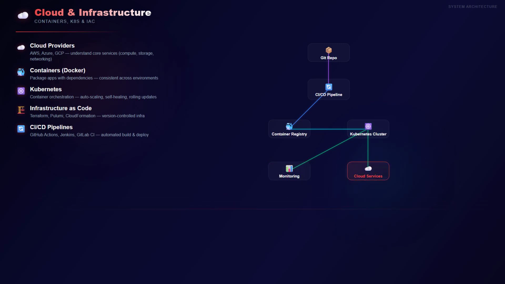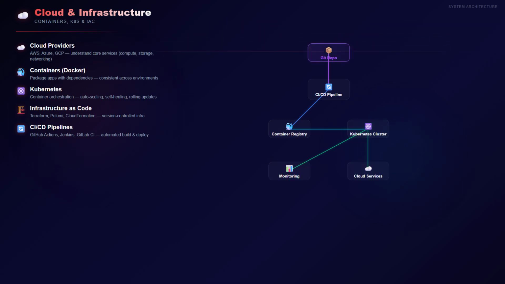Infrastructure as code tools like Terraform, Pulumi, and CloudFormation let you define your entire infrastructure in version-controlled files. No more clicking through cloud consoles. Your infrastructure is reviewable, repeatable, and auditable. CI/CD pipelines automate your build, test, and deployment process. GitHub Actions, Jenkins, and GitLab CI can automatically run tests, build containers, and deploy to production on every merge.